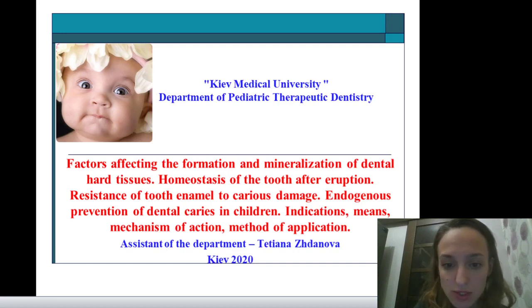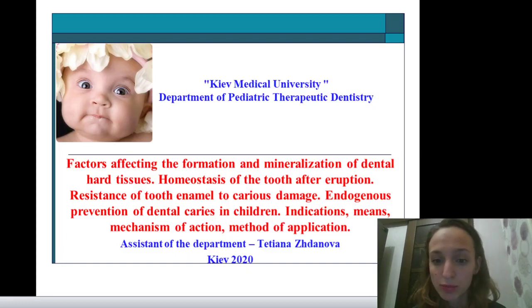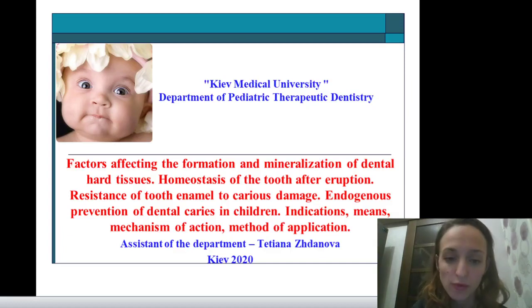Hello, dear students. Today we will speak about factors that affect the formation and mineralization of dental hard tissues. Of course, we will speak about types of prevention of dental caries in children, and indications, means and mechanisms of action, and methods of application. Let's start.